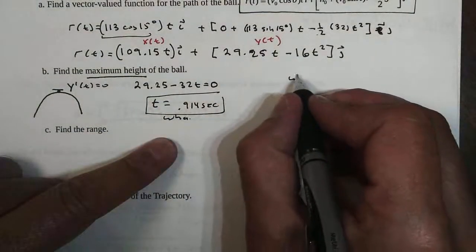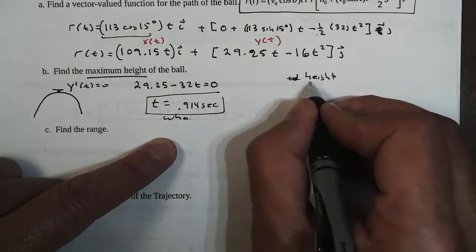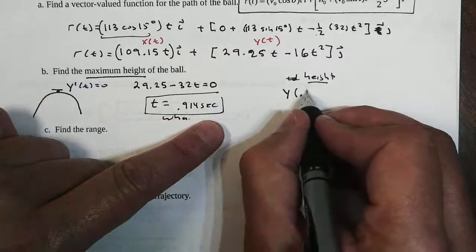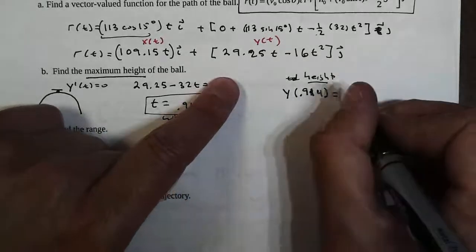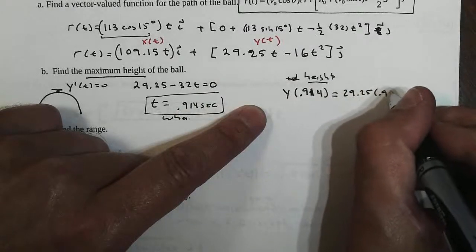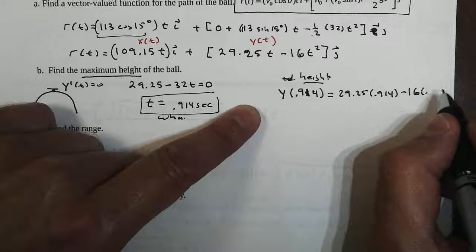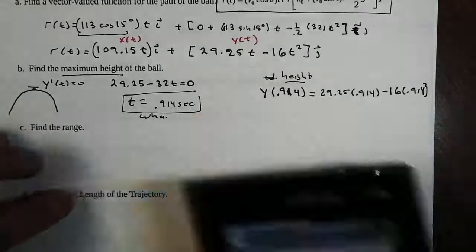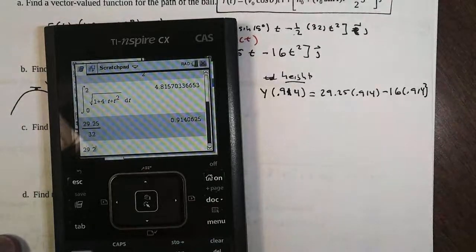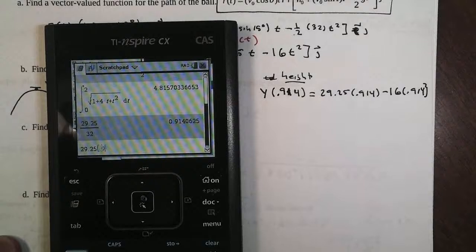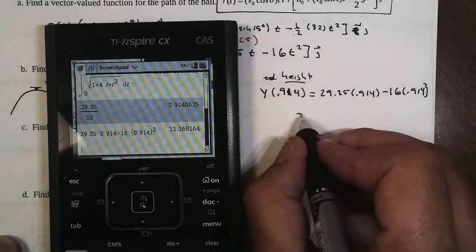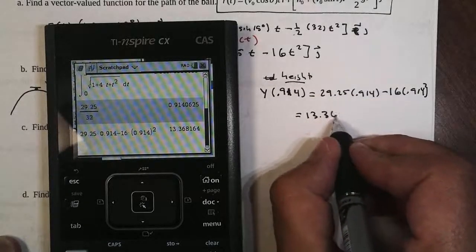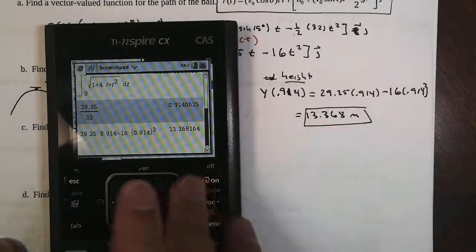To find what the height was, I have to plug that into my y of t equation. y of 0.914, and if we plug that in, we get 29.25 times 0.914 minus 16 times 0.914 squared. And if we type that in our calculator, we get a maximum height of 13.368. And there's our maximum height right there.